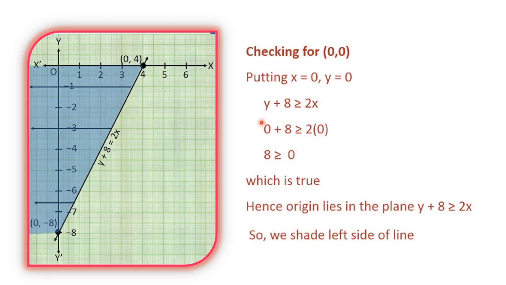So let's do the testing at 0, 0. Put the value of x and y as 0, 0. So what are we getting? 8 is greater than or equal to 0, which is true. So it means where origin 0, 0 lies is the required region and the other portion is not the required region. So we will shade accordingly.